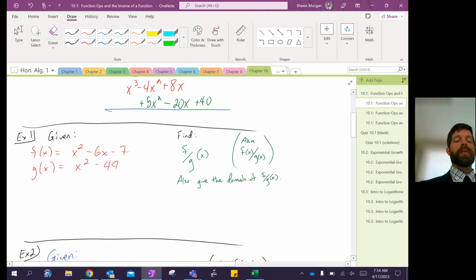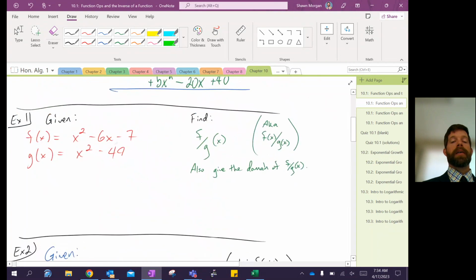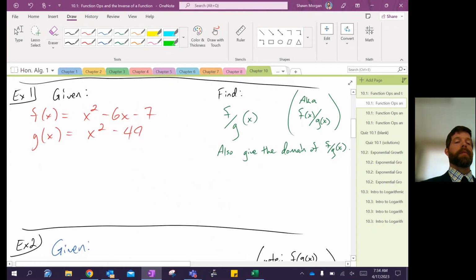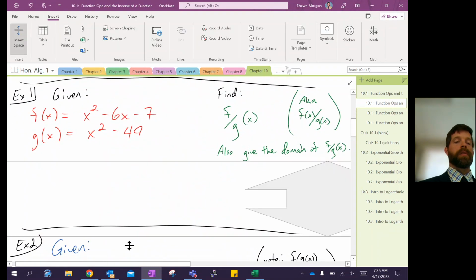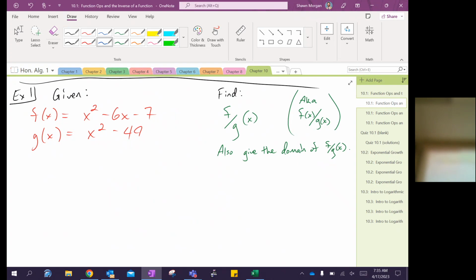All right. What's the one operation we haven't done yet? We haven't done division yet. We did add, subtract, and multiply. So let's look at a division problem. Let's scroll that down. So here we're given f of x and g of x again. Patrick, what kind of function is f of x? Quadratic. Good. Stephen, what kind of function is g of x? Quadratic. Good. We got quadratic over quadratic. That's what we're looking for.